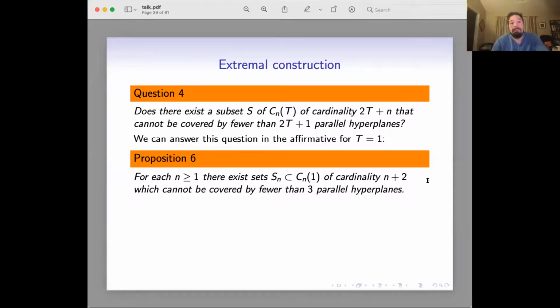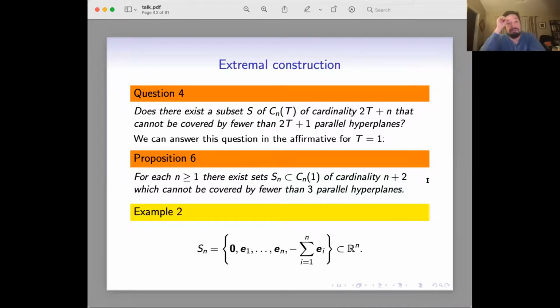One can prove that there exist such sets. In fact, let me give you a couple of examples. So here's one. The e_i are standard basis vectors. Take 0, all the standard basis vectors, and one more point, which is the vector minus 1, 1, 1, ..., 1. This is a set of n plus 2 points, and it cannot be covered by fewer than 3 parallel hyperplanes.